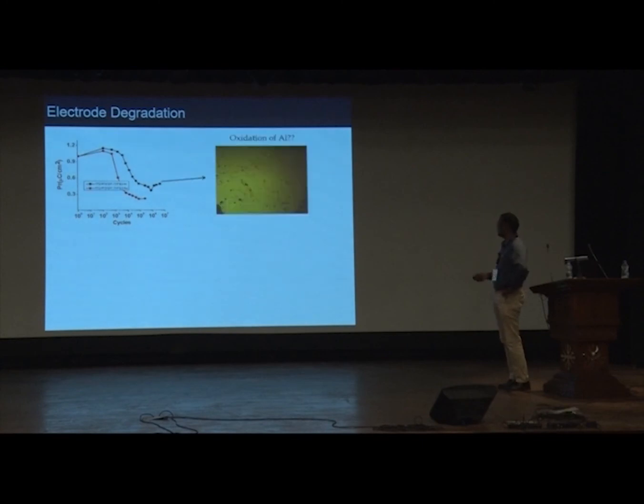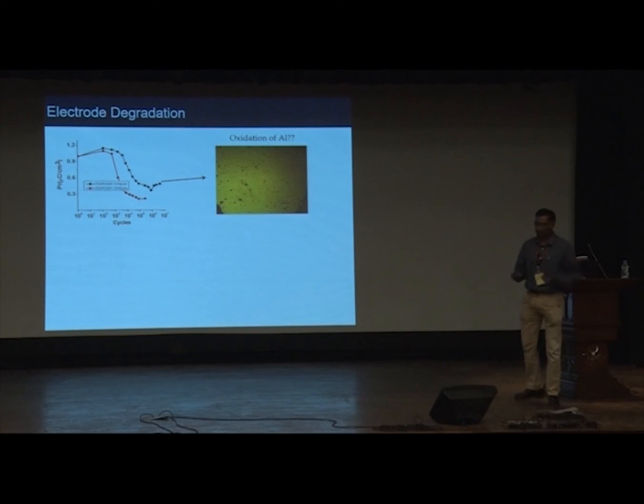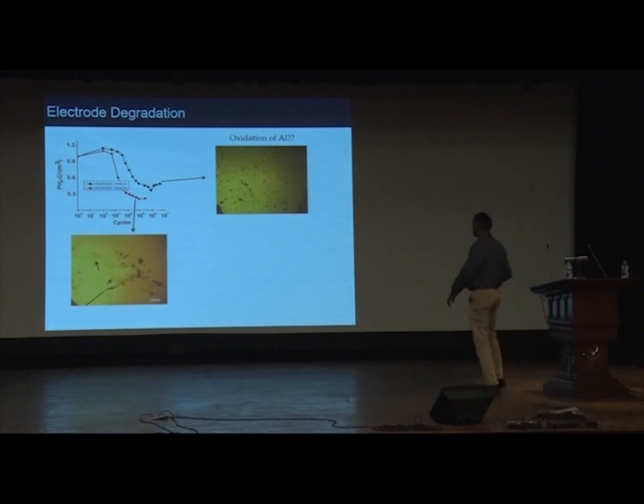So we changed the electrode. We went from aluminum to gold, and it's still the same problem. So various questions came to mind. Is it because of oxidation of aluminum? Is it something happening inside the material? When we did it with both gold and aluminum, we found that the problem remains similar.